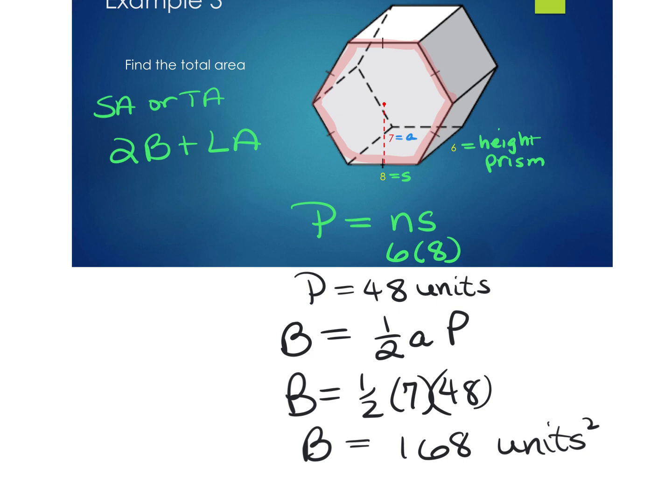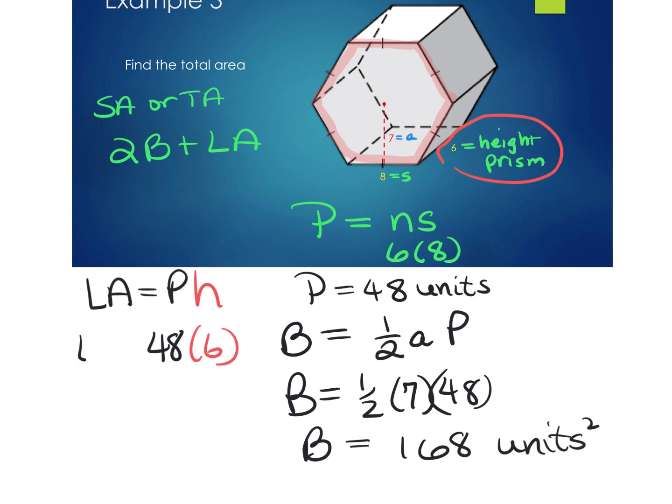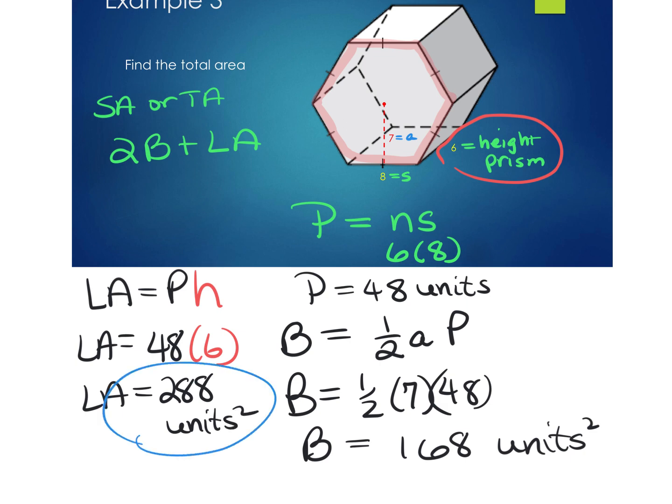Now I have to find the lateral area. So my lateral area, remember, is the P times h, perimeter times the height of the prism, which is this 6. So my perimeter I calculated to be 48. The height of the prism is 6. So my lateral area is equal to 288 units squared.